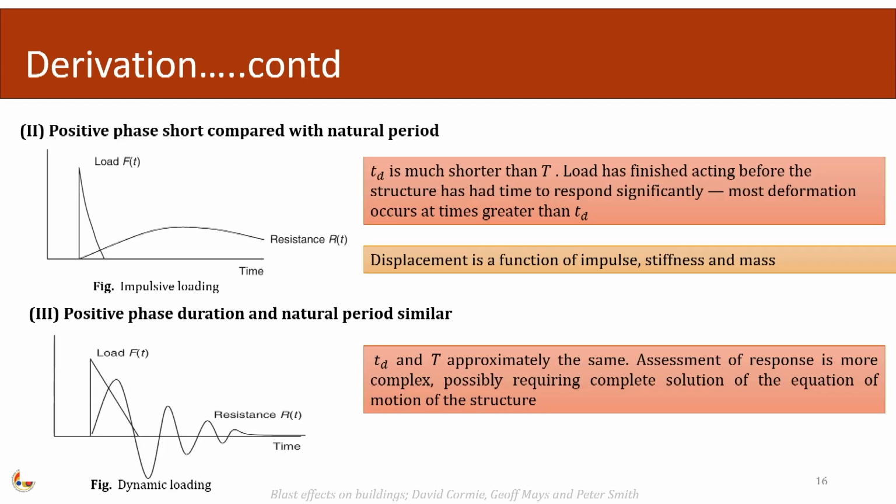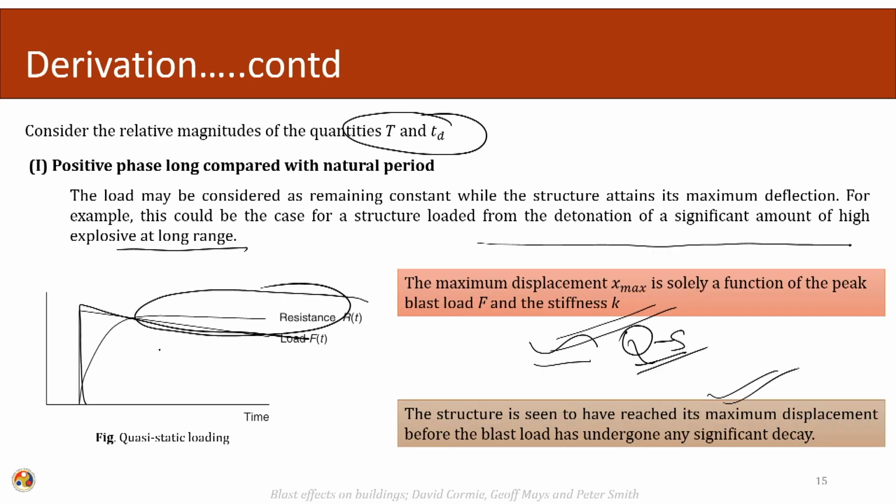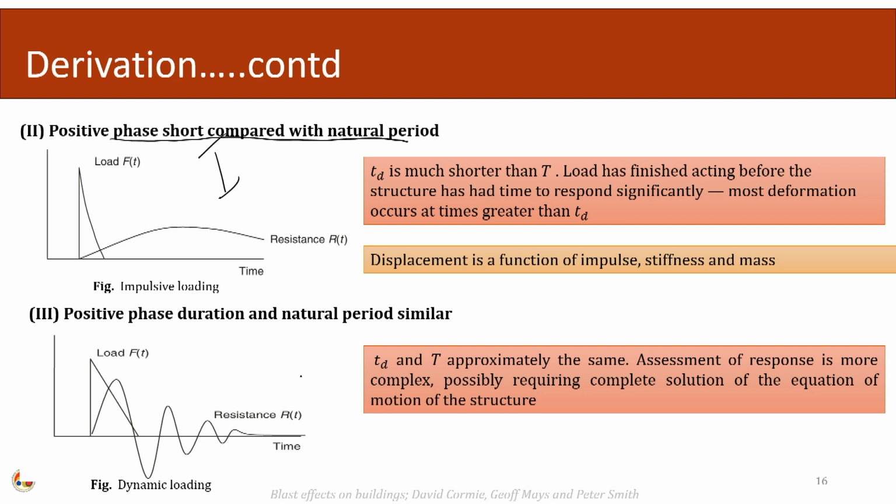Now the case where the positive phase is short compared with the natural period. So, this was the impulsive case. First we were dealing with the quasi-static case, and this is the impulsive case. The load has occurred, it has died down, and then the structure starts to respond. Then the Td is much smaller than T.